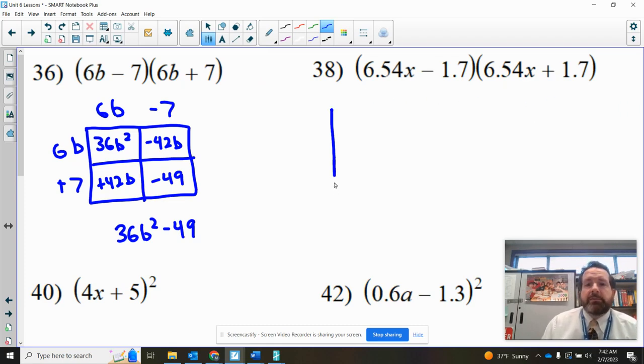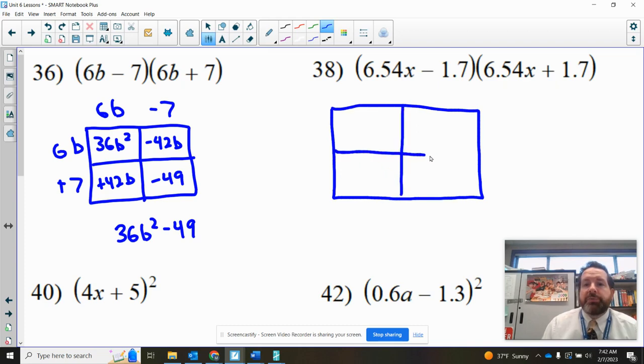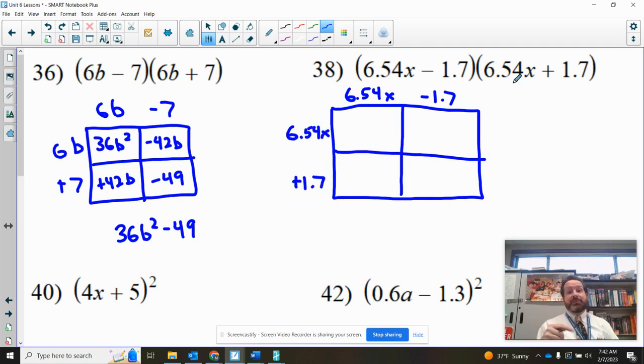Over here, leaving myself some extra space because the decimals often are longer to write. So 6.54x minus 1.7 and 6.54x plus 1.7. Now, because they're the same, 1 plus 1 minus, I should see that same canceling to 0 happen. Let's see if it does.